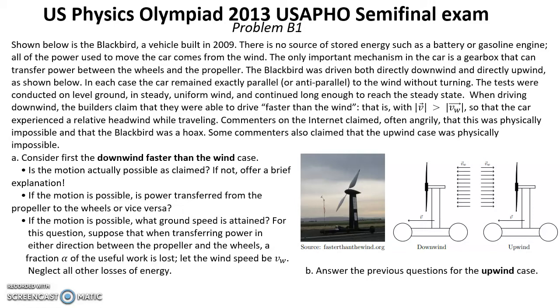For this question, suppose that when transferring power in either direction between the propeller and the wheels, a fraction alpha of the useful work is lost. Let the wind speed be Vw. Neglect all other losses of energy. Question B. Answer the previous question for the upwind case.